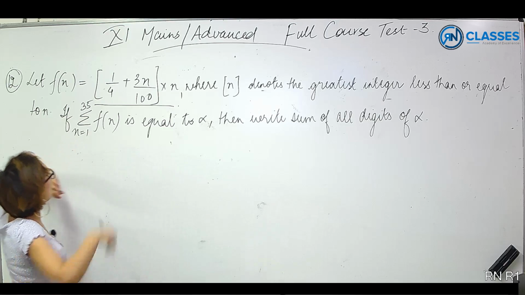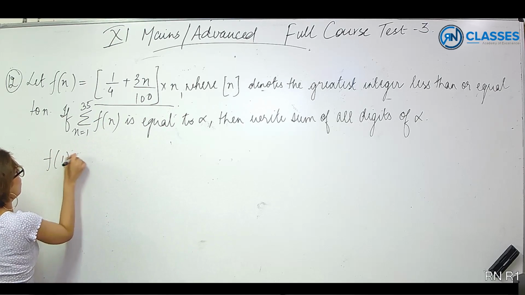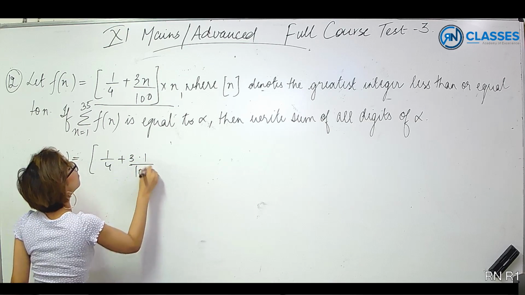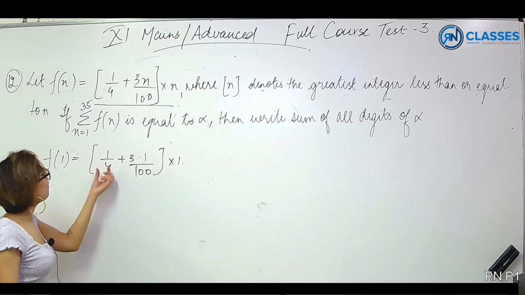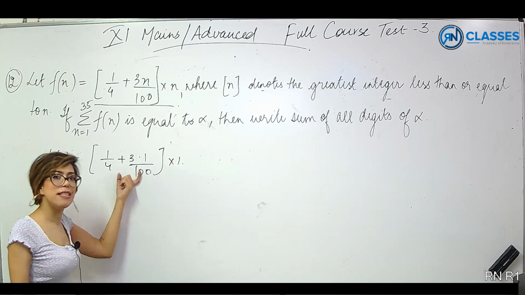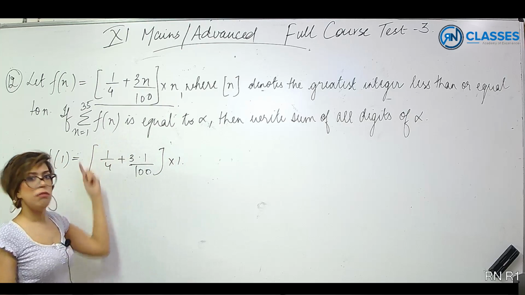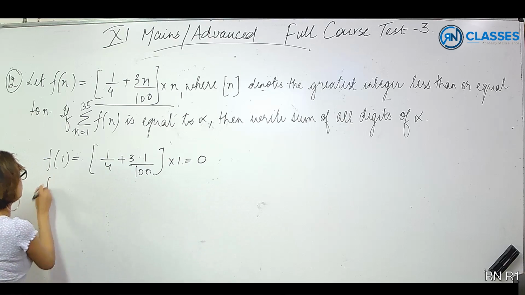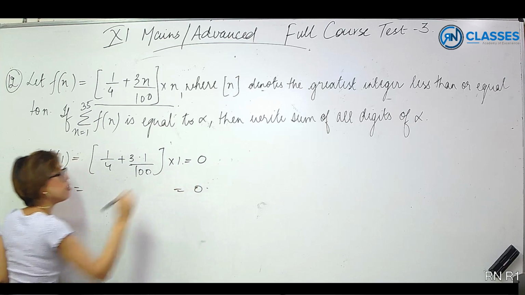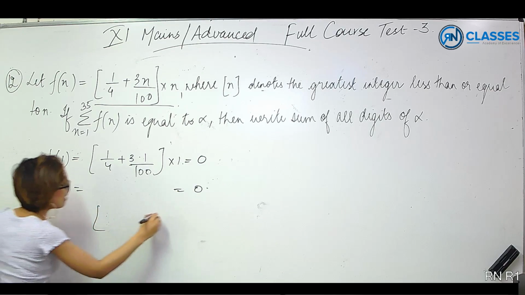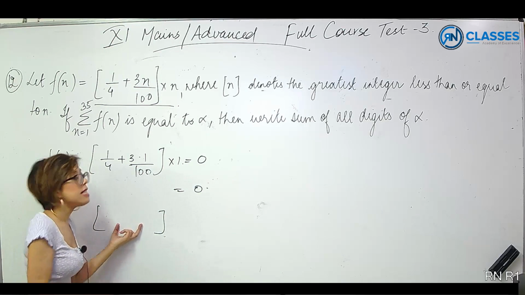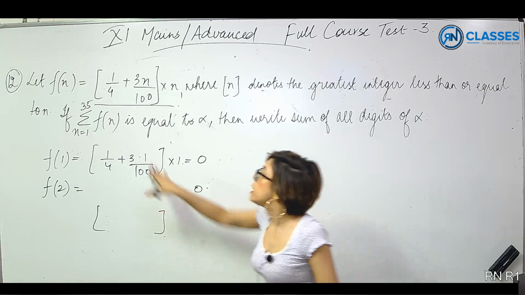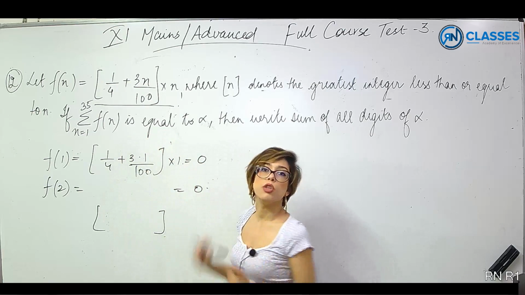How should I proceed? Let me talk about f(1) first. So this is the greatest integer of 1/4 + 3 into 1/100, into 1. Mind it, 1/4 plus this number is definitely less than 1. So the greatest integer will become 0. 0 into 1 is 0. If I write f(2), again the same thing, it is 0. All of these will be zeros until the quantity inside is either equal to 1 or greater than 1. Then only my numbers will start increasing. Otherwise, this will become 0 multiplied by some natural number, so it will be 0.